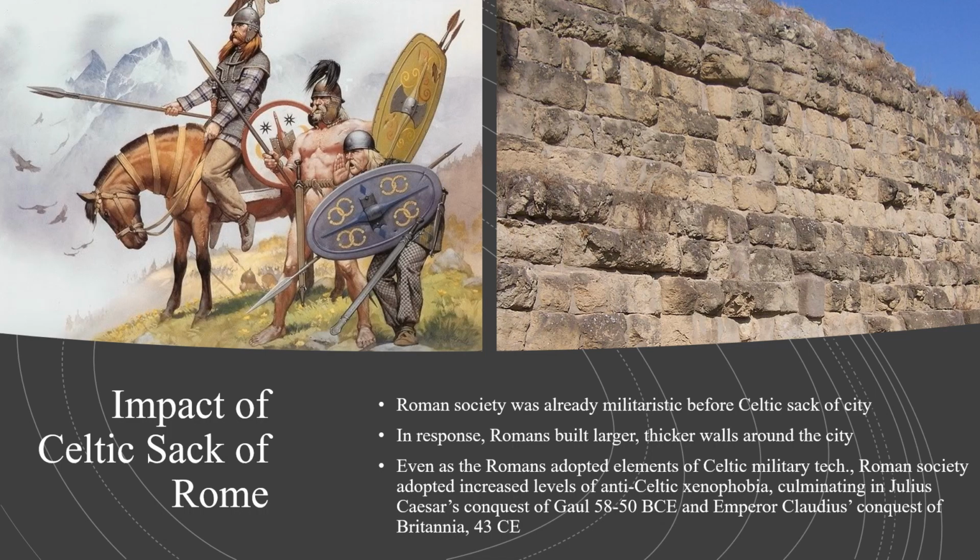Again, the impact of the Celtic sack on Rome. Roman society was already militaristic at the time of the Celtic invasion and sacking, but the Romans became more militaristic afterwards. They built thicker walls for the city of Rome. They adopted elements of the Celtic military, the people who had defeated them: oblong shields, helmets with cheek plates and neck guards, and short swords like the gladius.